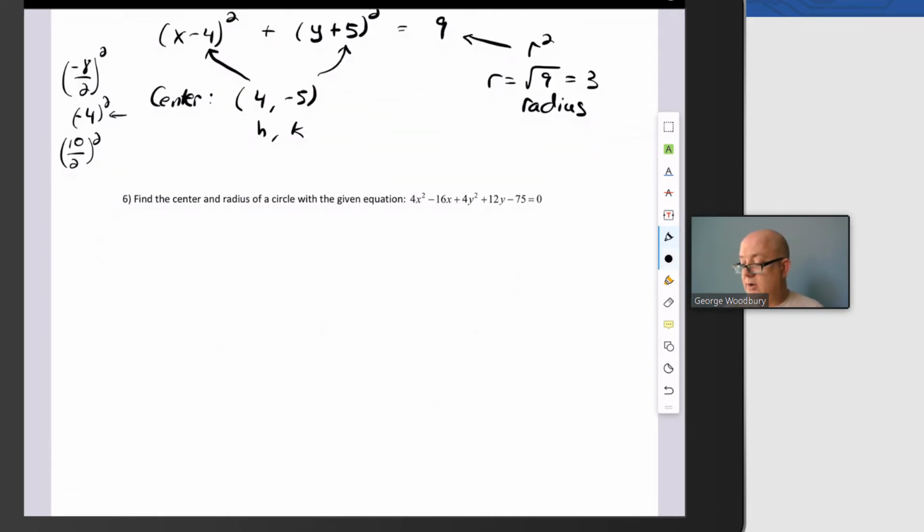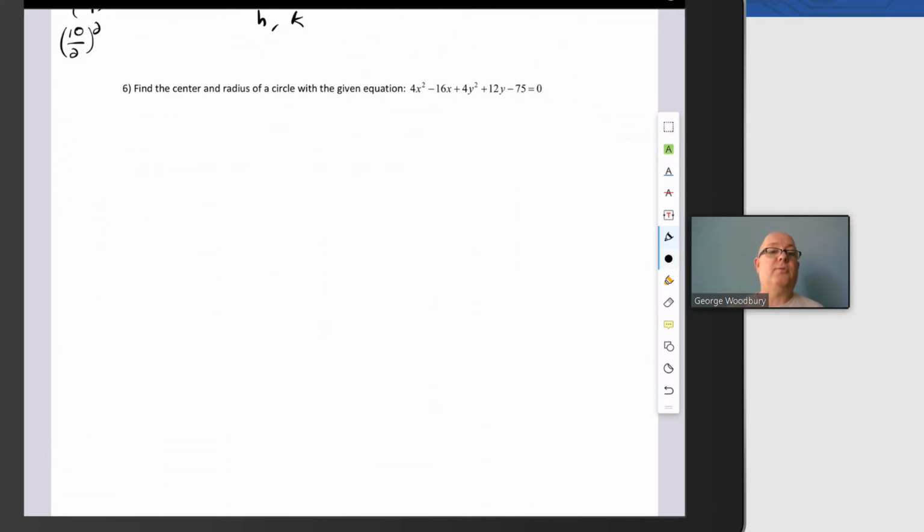We've got 4x squared minus 16x plus 4y squared plus 12y equals negative 75. And we're going to start the same way by adding 75 to isolate the constant on the right-hand side of the equation. So 4x squared minus 16x plus 4y squared minus 12y equals 75. By the way, the coefficients of x squared and y squared need to be the same as each other, but they don't necessarily have to be equal to 1 like they were in the first example.